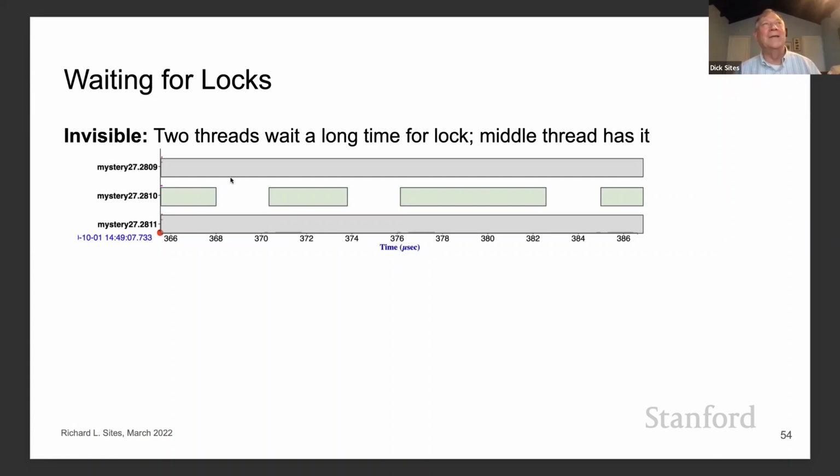So here's 3 threads. 2 of them, the top one and the bottom one, are waiting a long time for a lock. This is only 20 microseconds or so, but they're waiting a long time, milliseconds. We'll get back to that in a second. And this middle one has the lock, uses it, has a lock, uses it, has a lock, uses it, doesn't have it here. The question is, what's going on and why are these guys never getting the lock?